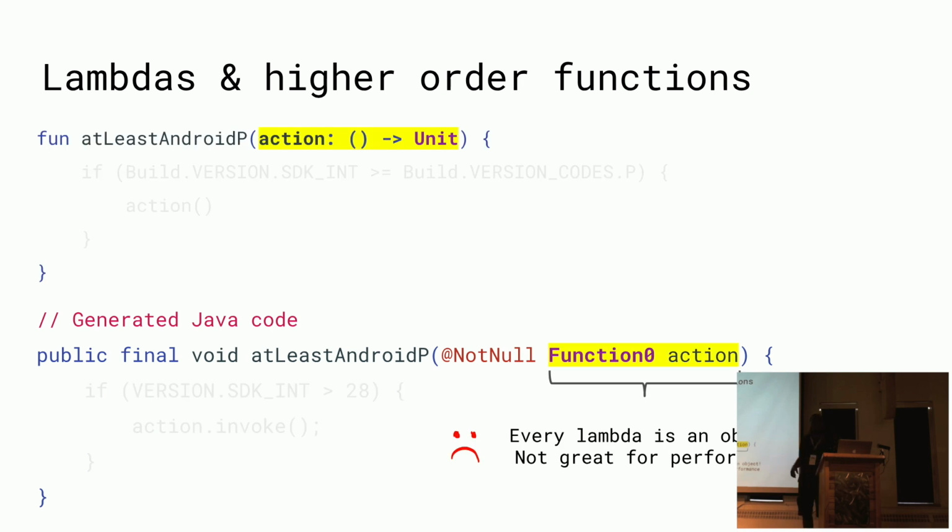Except that every lambda in Kotlin is actually an object in Java. And this is not great for performance. Imagine if you had to call this a lot in a loop, for example, it means you're creating an object every time, and that's really bad.